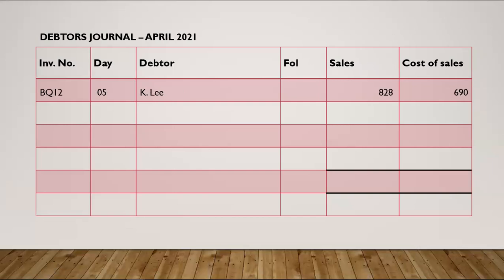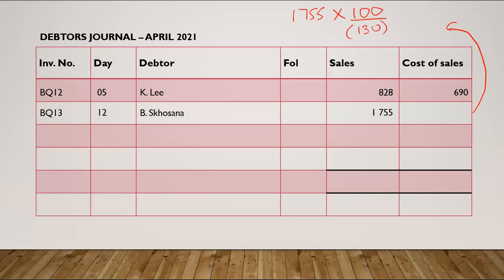We will have BQ13. It happened on the 12th. Bisco Sana. And we have 1755. To get the cost price, I will take 1755 times it by 100 and divide it by 130. If you're wondering how I got that 130, it is just 100 plus the markup.